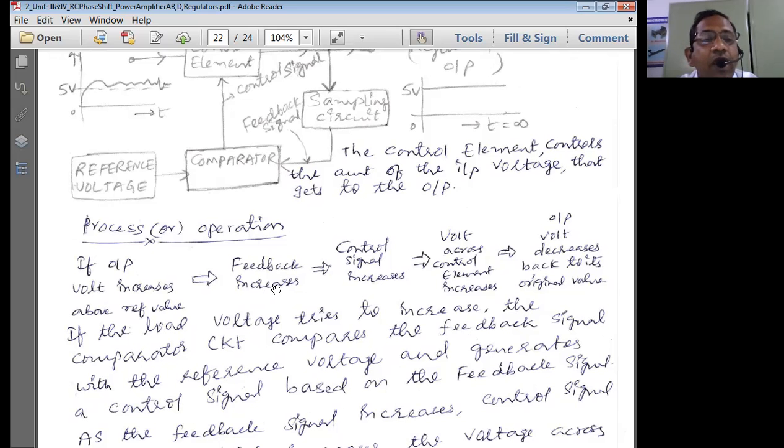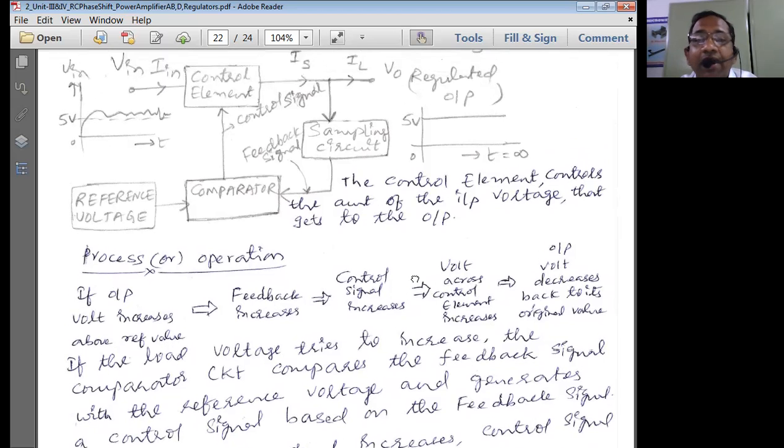So what is the logic here? What is the main logic implemented to process this regulation? First of all, we assume that the output voltage changes. Changing means what? It may increase, it may decrease. So we take the condition here that the output voltage increases. If the output voltage increases, then what should happen now? The feedback also should increase.